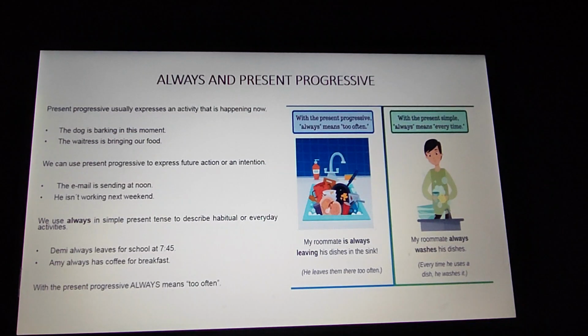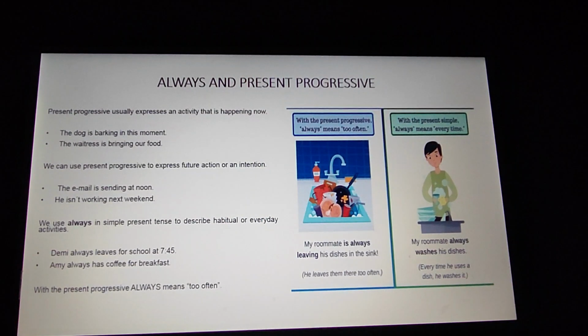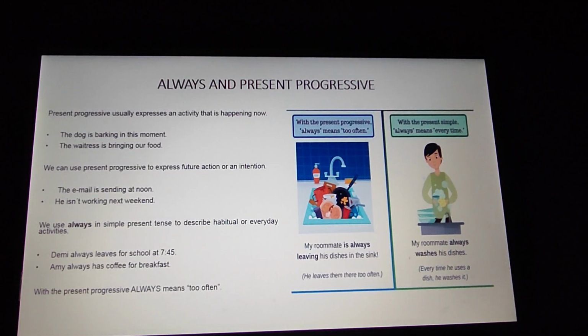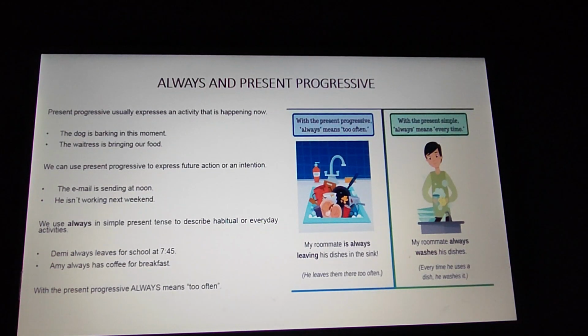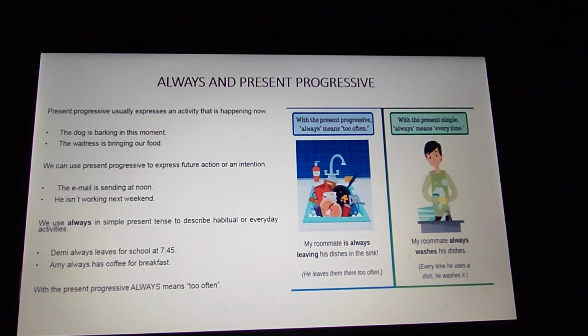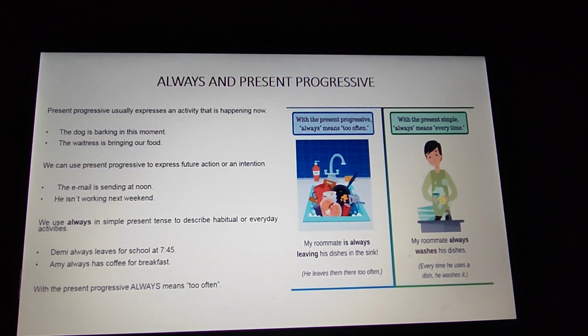We use always in simple present tense to describe habitual or everyday activities. Demi always leaves for school at 7:45. Amy always has coffee for breakfast. In this case, we are describing a habitual activity that we do every day.